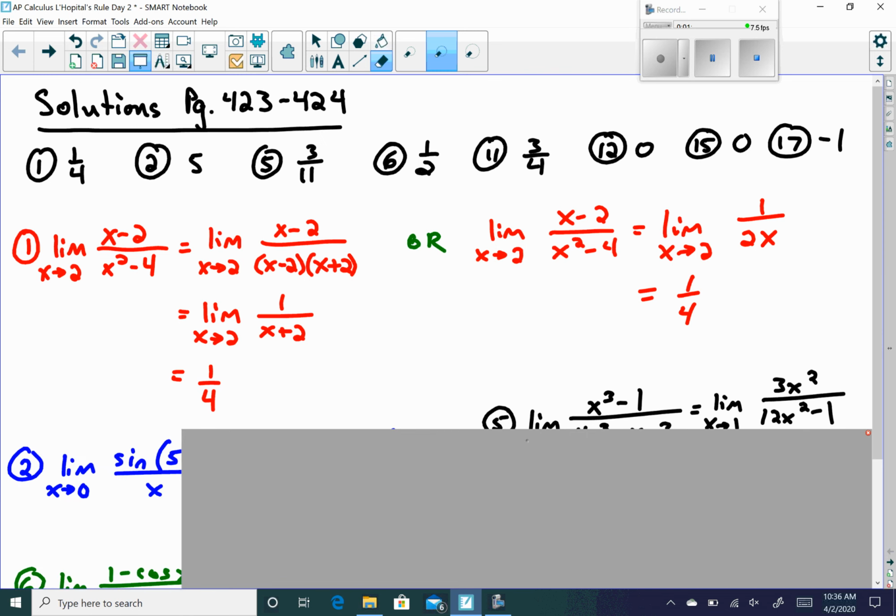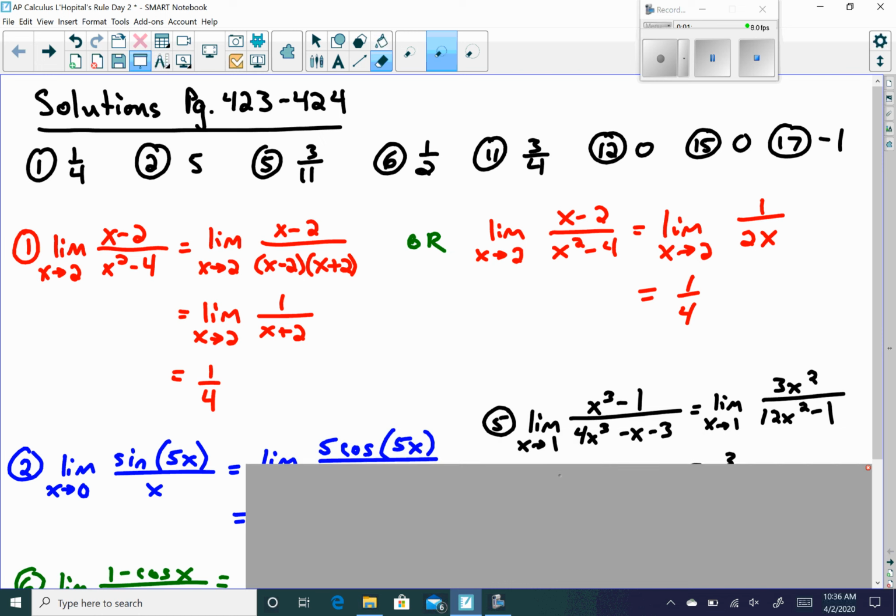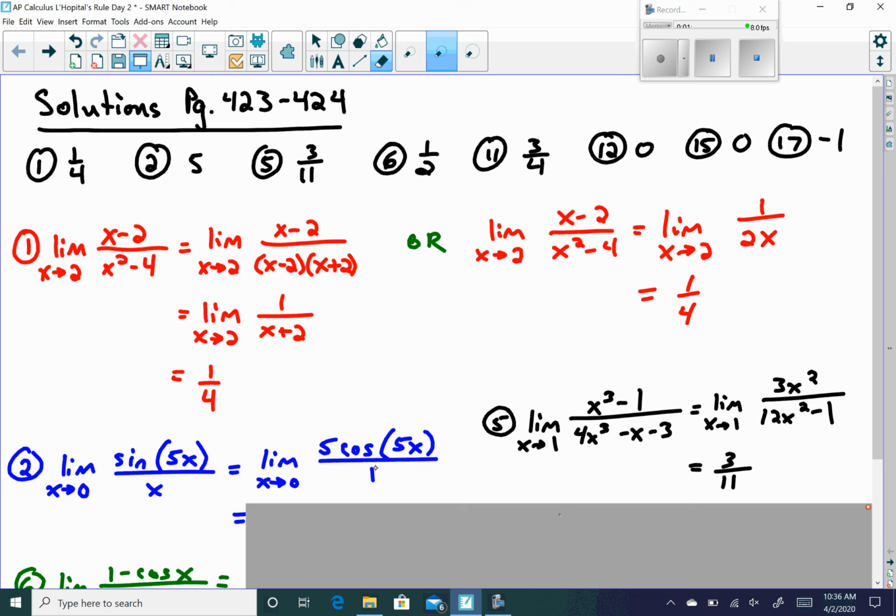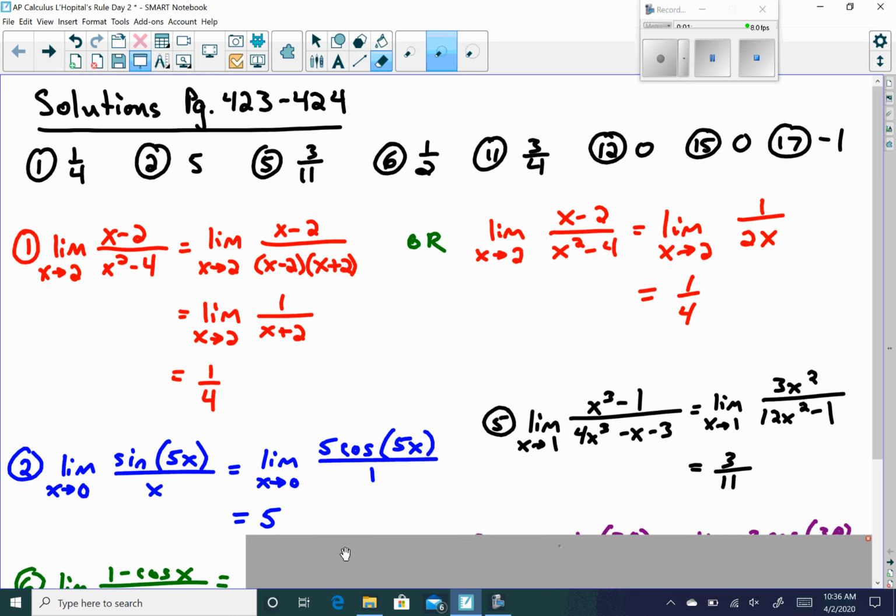All right, for number 2, we're looking at this as sine of 5x. So again, if we substitute in a 0 right away, we get 0 over 0. So carefully using the chain rule here, we're going to get cosine of 5x times 5 over 1, and that's the limit of that as x approaches 0. So I just put that 5 out in front. So now I could substitute in a 0. Cosine of 0 is 1. 1 times 5 is 5.